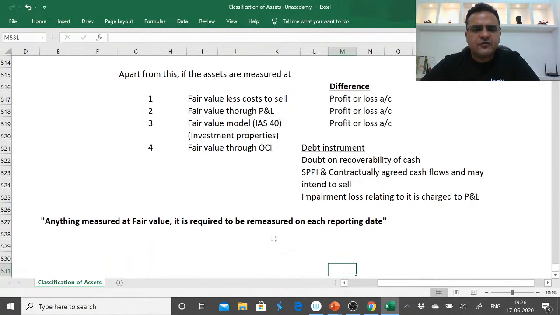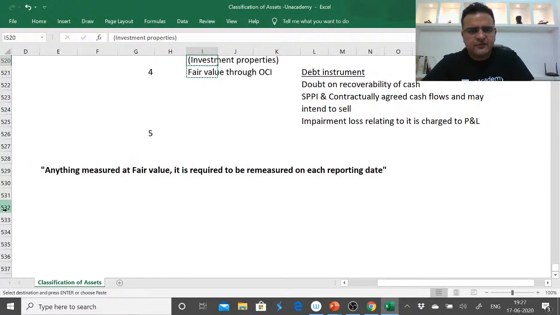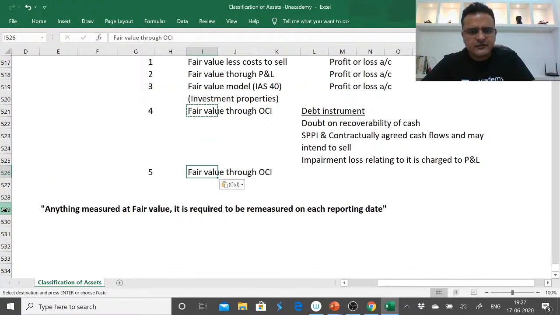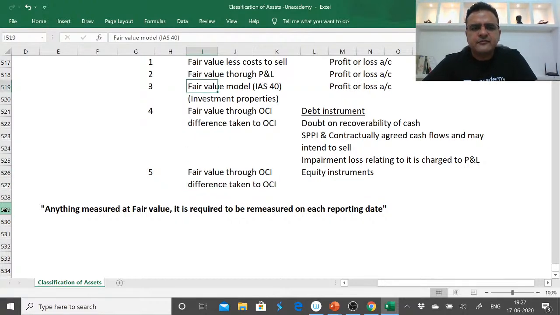If anything is measured at fair value through OCI, this is equity instruments. There may be equity instruments designated at fair value through OCI. That is also possible. Your investments, if they are designated at fair value through OCI, then the difference is taken to OCI. But they are also remeasured on each reporting date.